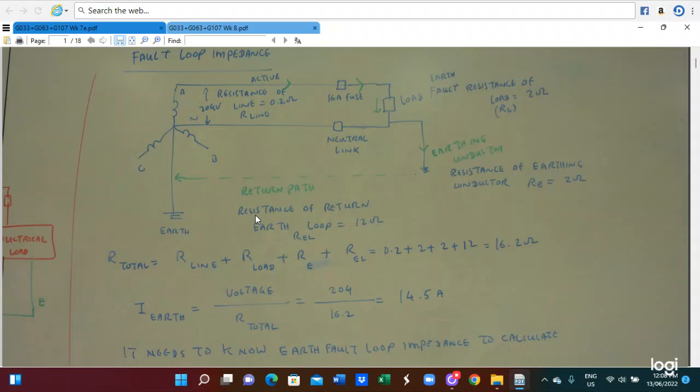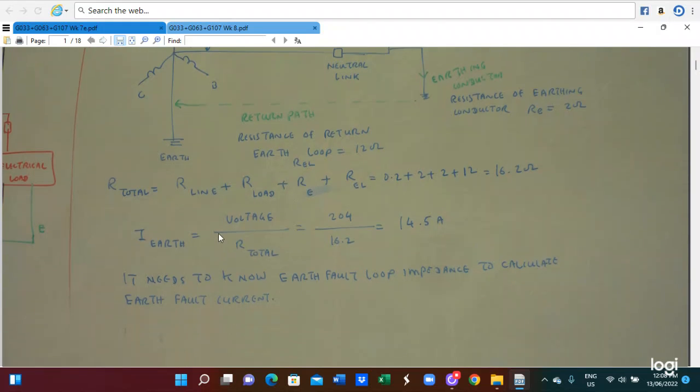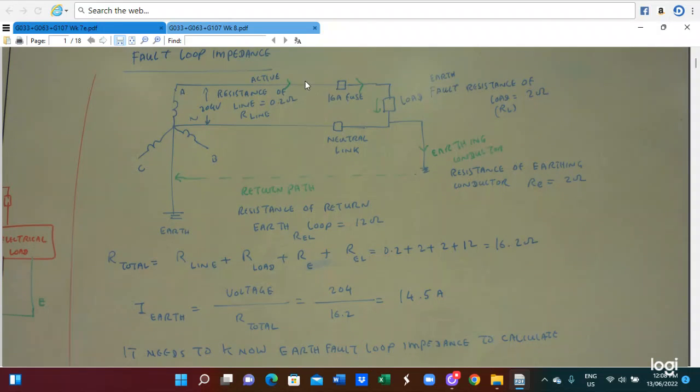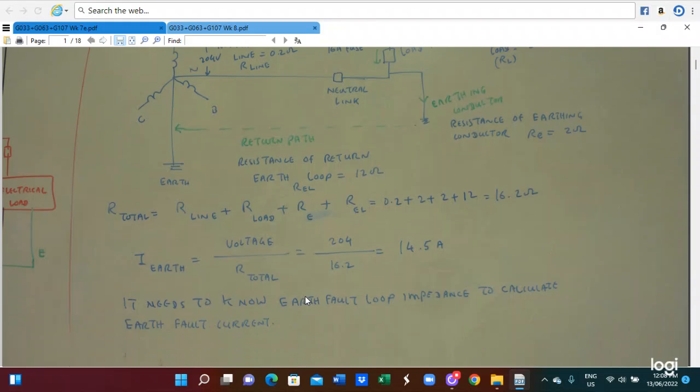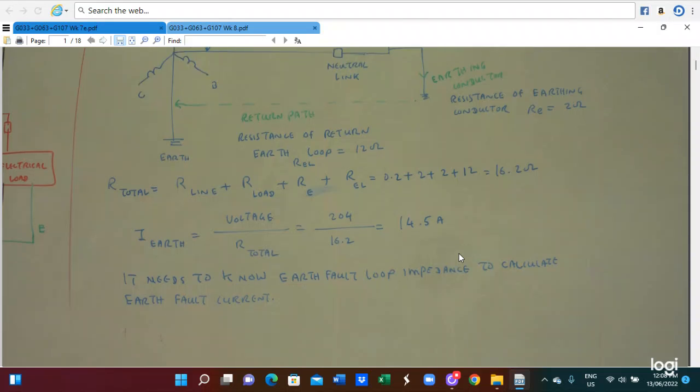So this is all the resistance in the circuit: the current flows here, goes to the load and returns from the load. So all resistance has to be added. The resistance values are already given. Line resistance is 0.2 ohm, and R4 resistance is 2 ohm. Adding conductor resistance is 2 ohm. Neutral resistance is also given. So add everything, and you get the R total. And supply voltage 240 volt divided by the total resistance, you get the current of 45 ampere.